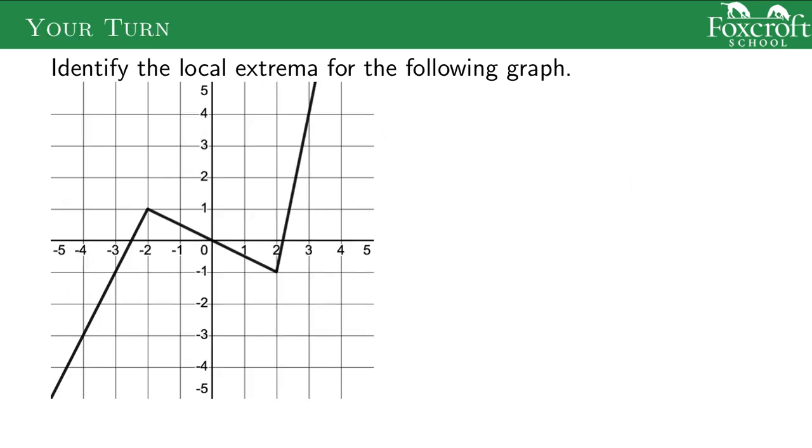Here's one for you to do on your own. Identify the local extrema for this graph. I'll show you the answer in 3, 2, 1. Our local max is there, our local min is there. So -2, 1 is a local max, and 2, -1 is a local min.